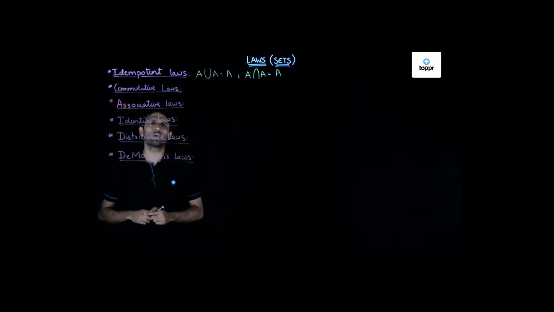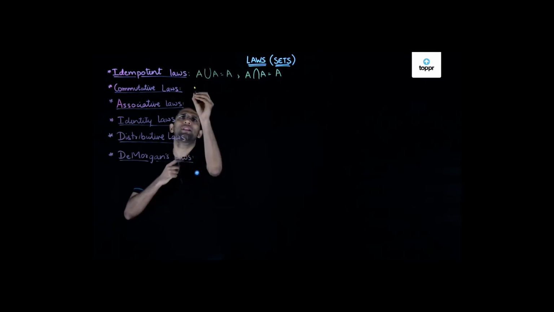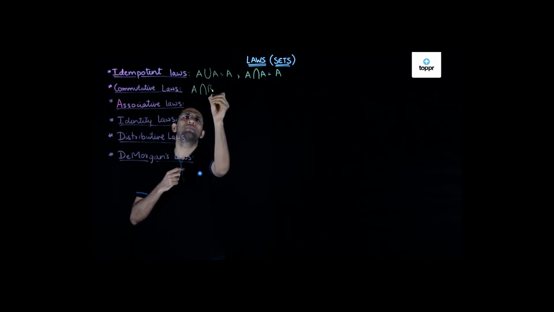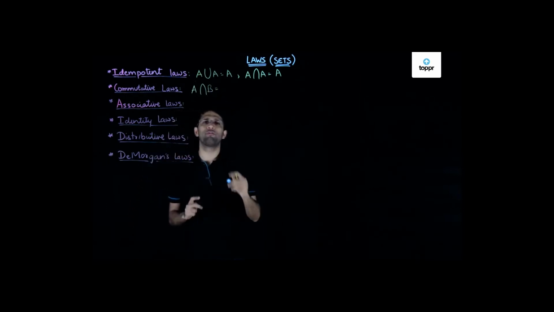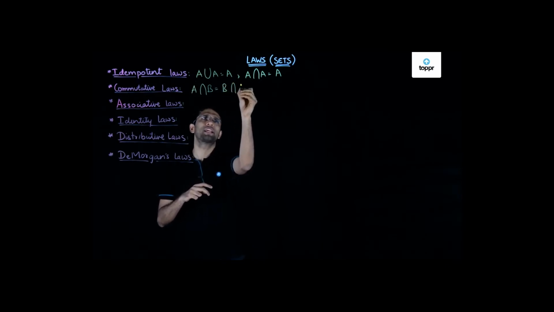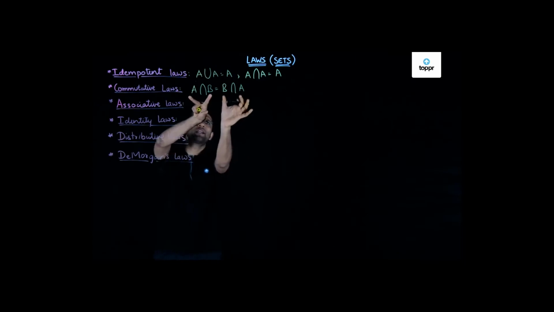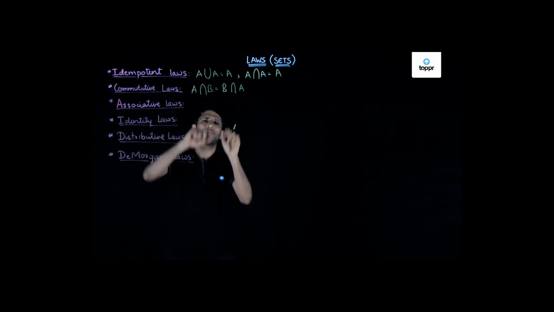Now, commutative laws that apply to sets mean that whenever we have two sets A and B, then the intersection of those two sets A and B can be taken in any order. So, if we perform A intersection B, then that is equivalent to performing B intersection A. That is, the order in which the sets are subjected to the intersection operation does not matter.